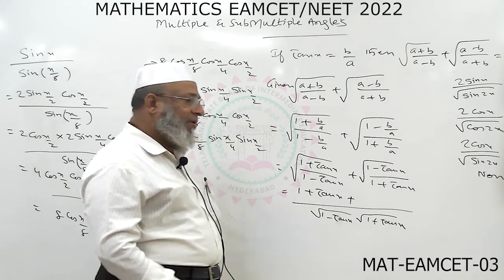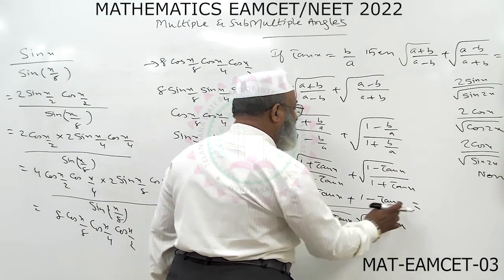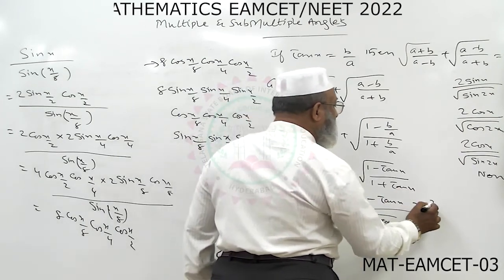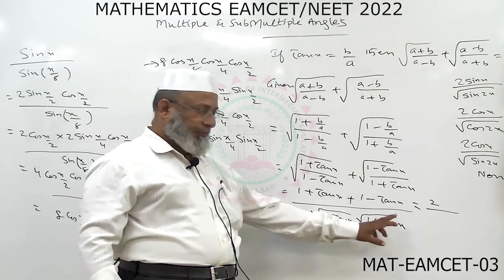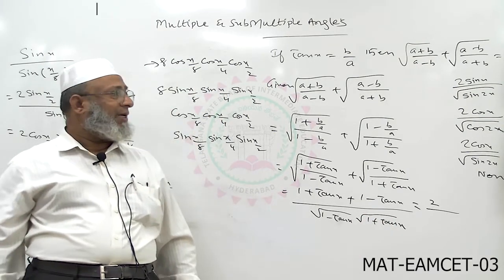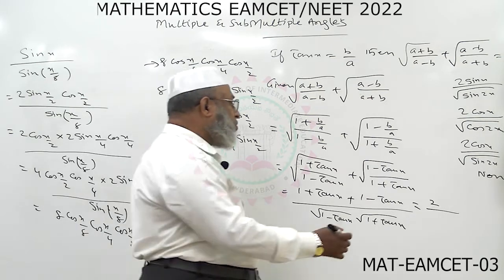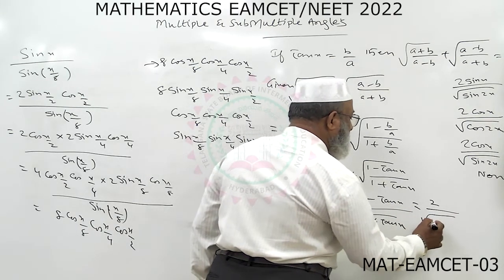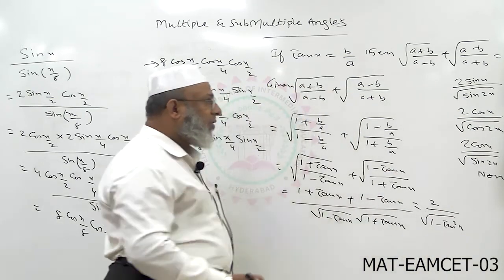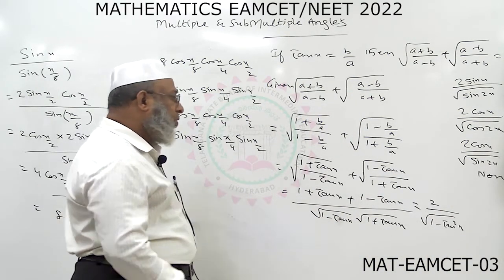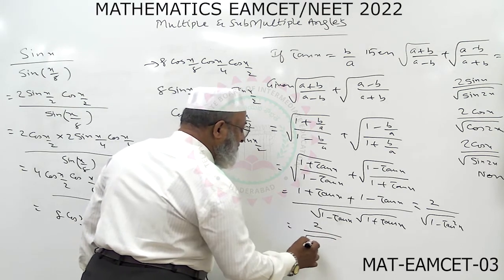So leaving me 1 minus tan x. That is 1 minus tan x. Tan x cancel. That is 2 by, what is this? It is the form of a minus b into a plus b. That is a square minus b square. That is root of 1 minus tan square x.